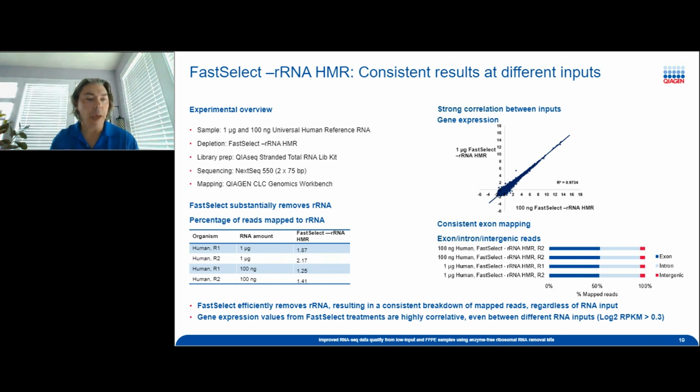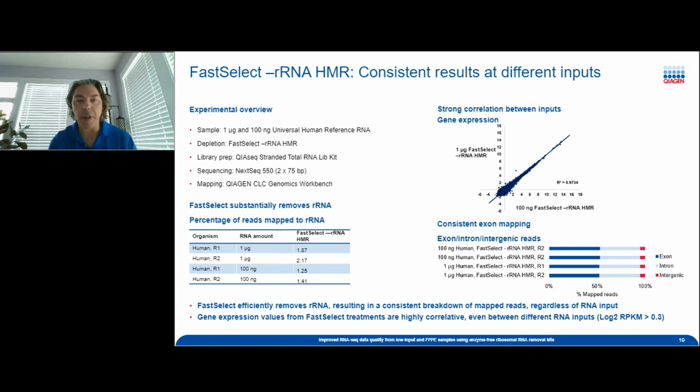Without ribosomal depletion, we had the amount of RNA that we used, 1 microgram and 100 nanograms. After we used FastSelect, we got this down to only 1 to 2% of ribosomal RNA remaining. And then we looked at the correlation between the input amounts for the gene expression. For 100 nanograms versus 1 microgram, you can see a nice linear correlation here, meaning that we haven't corrupted the gene expression component.